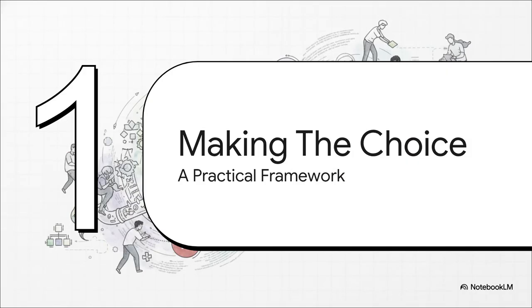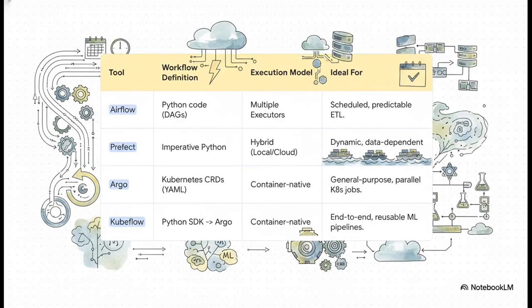Okay, so we've covered 4 really powerful open-source tools: Airflow, Prefect, Argo, and Kubeflow Pipelines. The big question is, how do you pick the right one for your team and your project? Let's build a simple framework to help you decide. So, the whole thing is summarized beautifully on this slide. It really boils down to 3 questions.